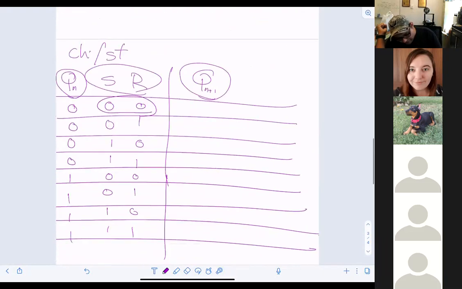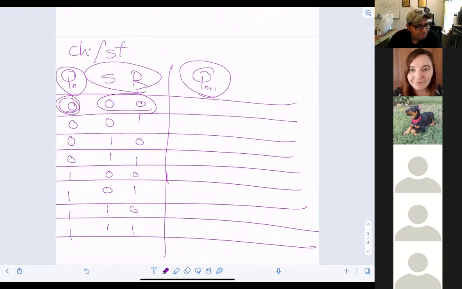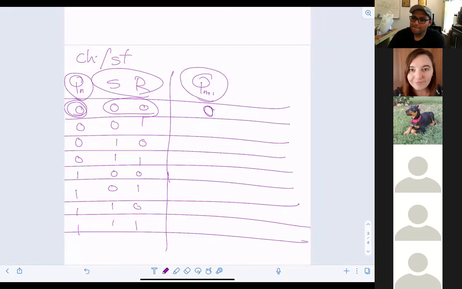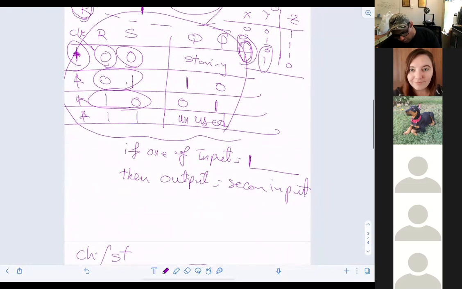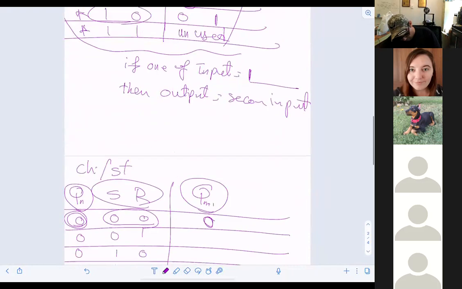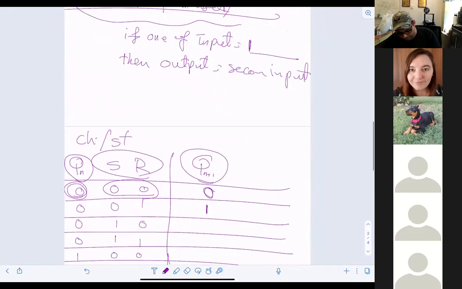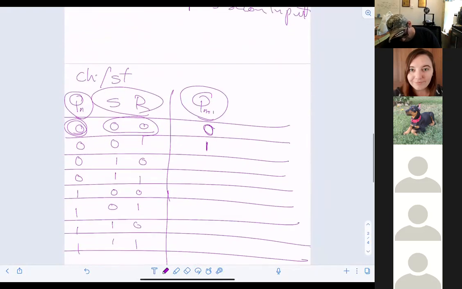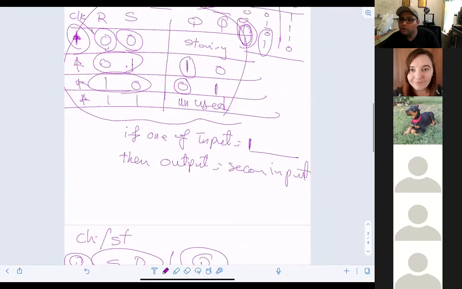Right. So my present here is what? 0. So my future is what? 0. I'm storing. That makes sense? Yeah. Now, 0, 1 doesn't have any relation with the current state, right? Make sense? So 0, 1 is gonna be 1. 1, 0, Q is 0. 1, 1, unused.